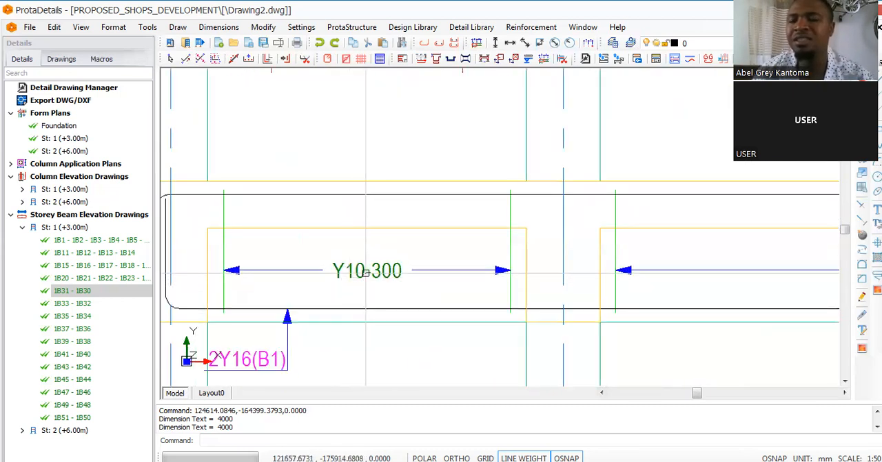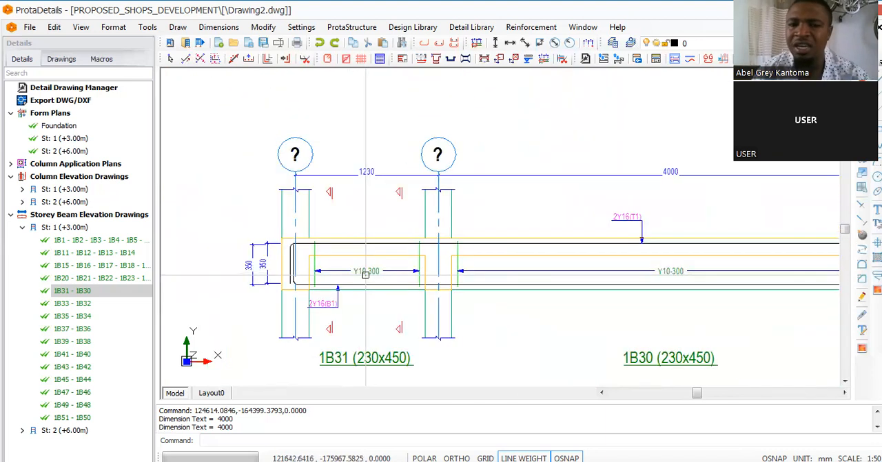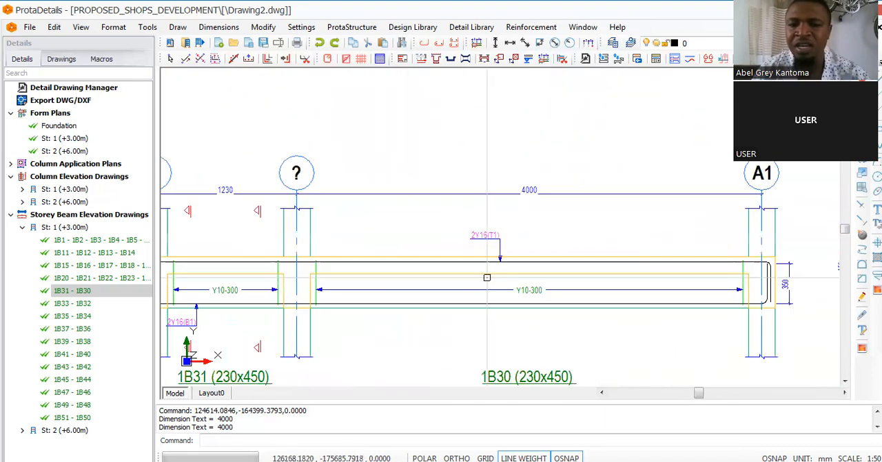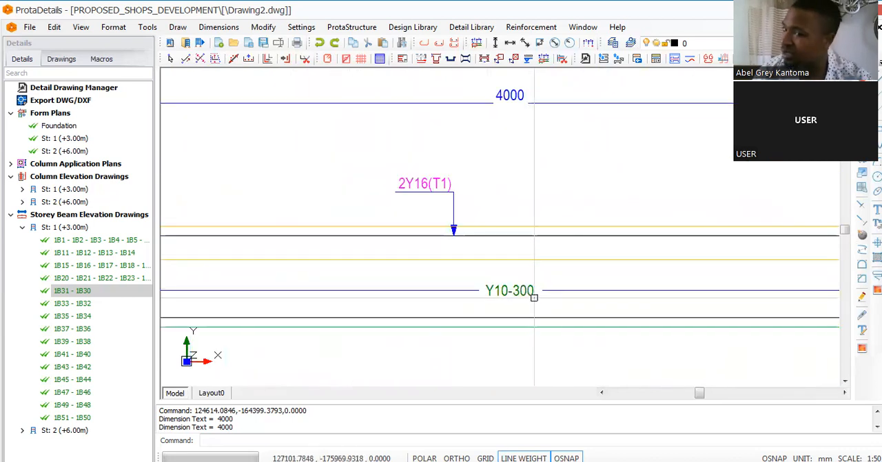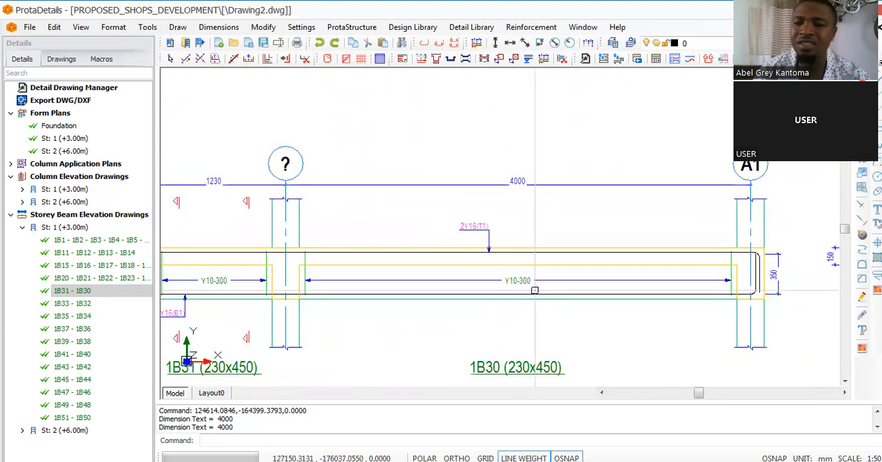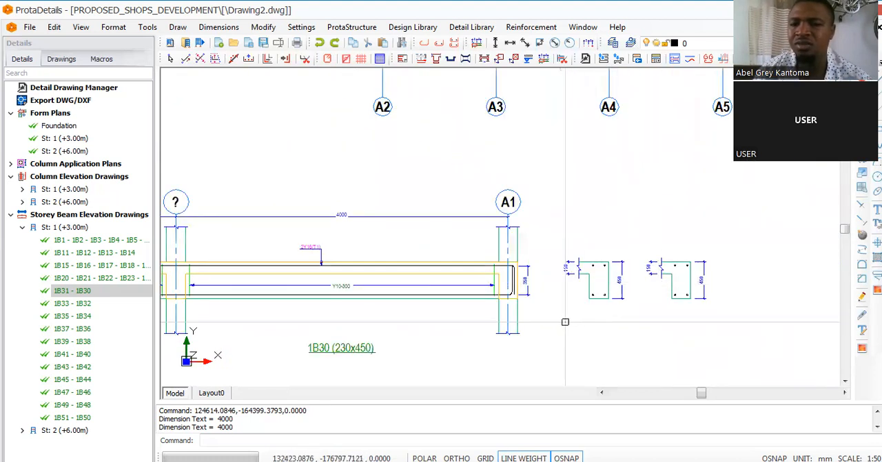And then this Y10 300 that is showing you is telling you the number of links. It is telling you you have Y10 as the thickness of that link, and then the spacing of that link is 300 at this span from here to here, and also from here to here. Now this span is also another 300 spacing. So the spacing is 300, and then the thickness of that reinforcement is Y10. That is just what it's telling you here. So that is that. It's very, very simple.